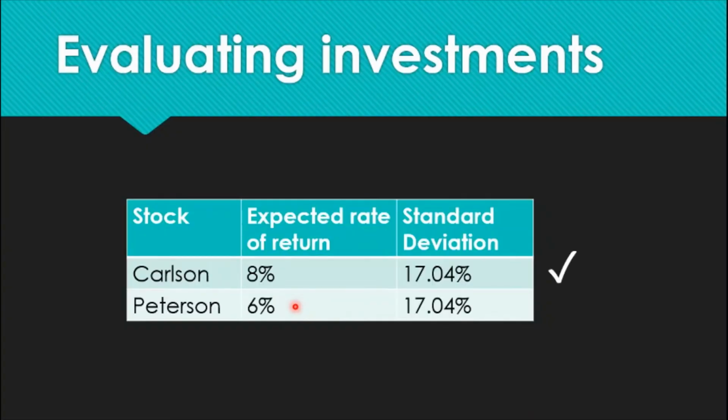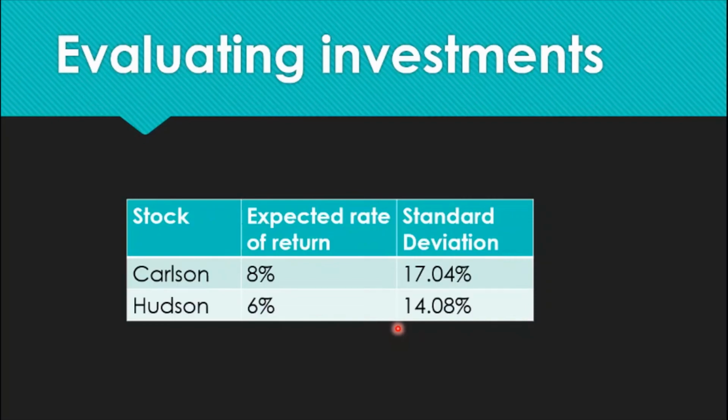Now we are going to compare Carlson with another investment. So we have here Jackson with an expected rate of return of also 8%, but the standard deviation is 14.08%. Which would be the better stock? Okay, that would be Jackson. So they have basically the same expected return, but Jackson has a lower standard deviation, indicating that there is less risk.